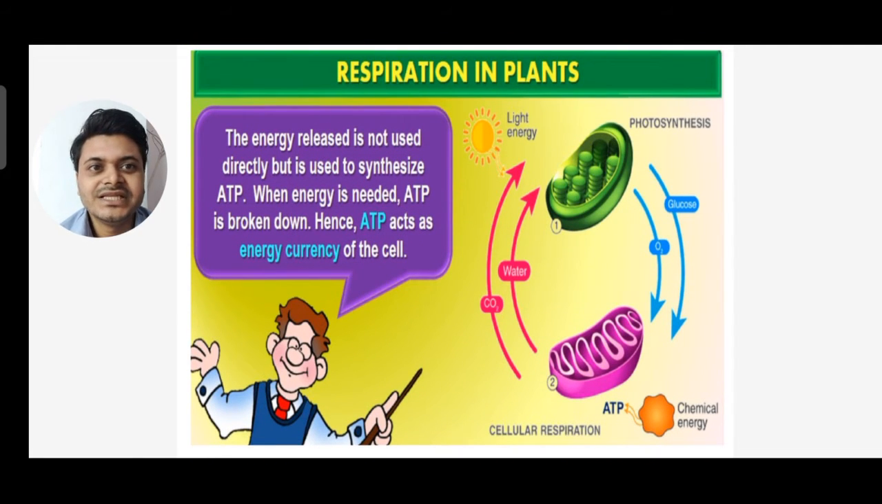Next, you see the energy released is not used directly, but it is used to synthesize ATP. When energy is needed, ATP is broken down, hence ATP acts as the energy currency of the cell. So ATP, that is adenosine triphosphate, acts as the energy currency of the cell.